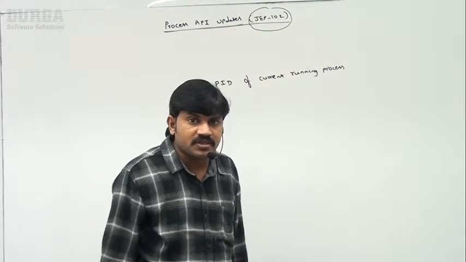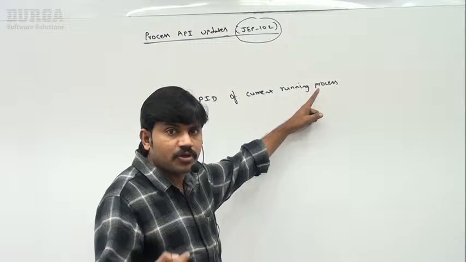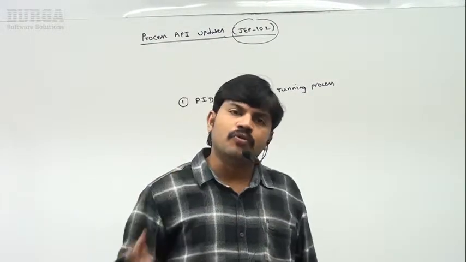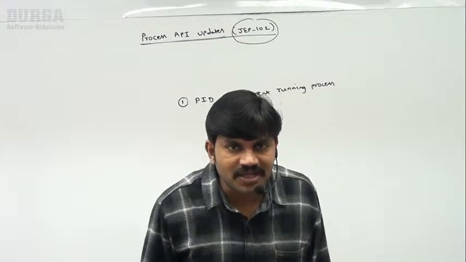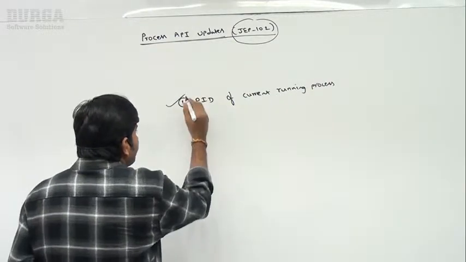JVM process is there. Hey, what is the process ID of the current running JVM? If you want, in the matter of one or two lines only, we can get it by using the Process API updates. Remember that, okay? We can get the process ID of the current running process.